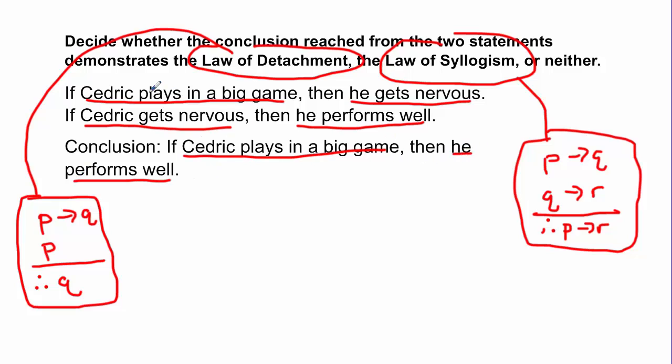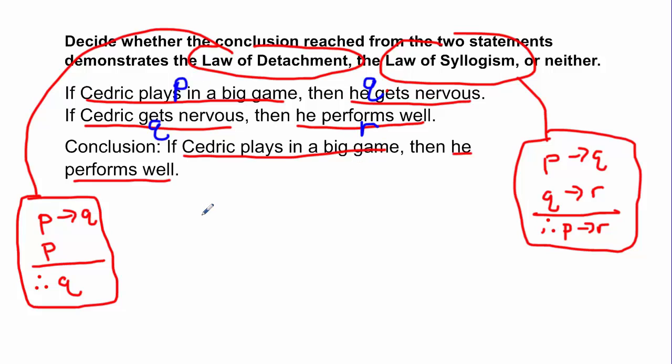Since this is my first conditional, I'll label it as P. Cedric plays in a big game. Then he gets nervous, so that'll be my Q. Let me just change this so I can see a little bit better. So this will be the P, this will be Q. Cedric gets nervous, so that goes with this conclusion, so I'll label this as Q again. So if Cedric gets nervous, then he performs well. That is neither P nor Q, so I'll put this one as R.